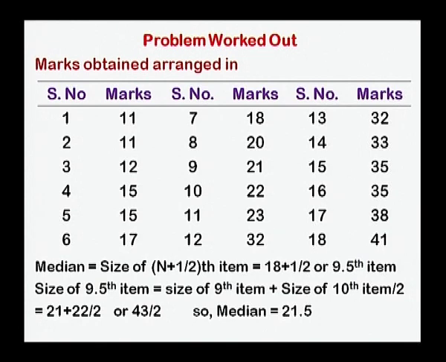Now, size of the 9.5th item means we have to consider not only the 9th but at the same time the 10th item. So, again we have to calculate the median in this way. The size of the 10th item and the size of the 9th item will be added and divided by 2. In this way, we get 21 plus 22 divided by 2, and we get 21.5, and this is the median. Half of the marks obtained by the students are definitely less than 21.5 and half of the marks are definitely more than 21.5.